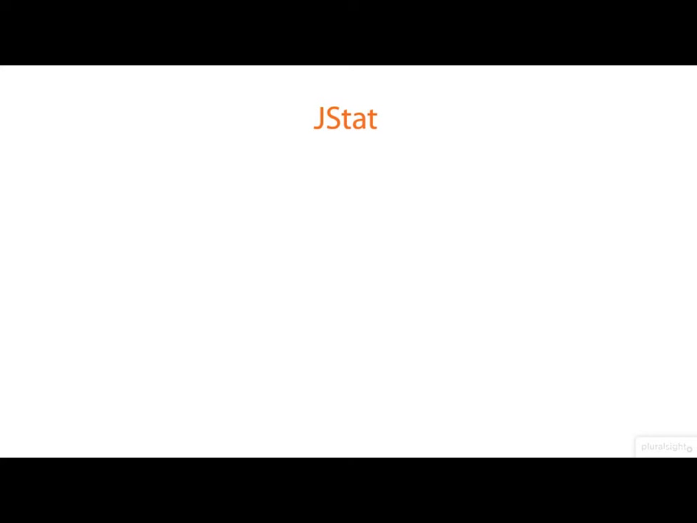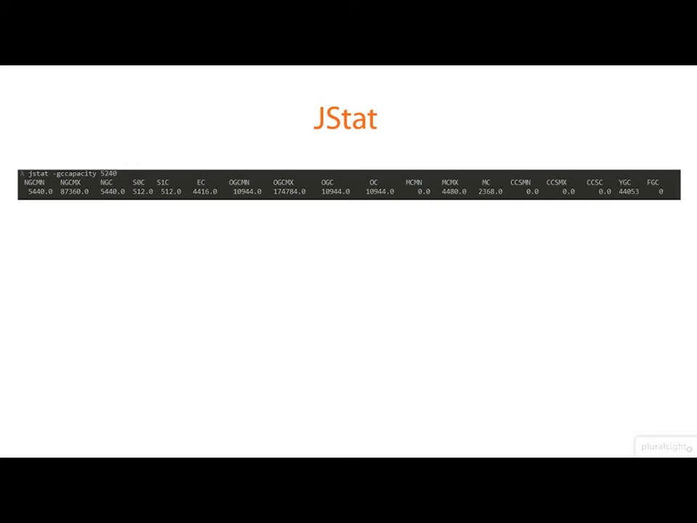So what about the tooling provided by the virtual machine itself? JStat is a command line tool that lets us run various monitoring commands. It lets us look at things like class loading, for example. But the commands we care about here are all to do with the garbage collector.